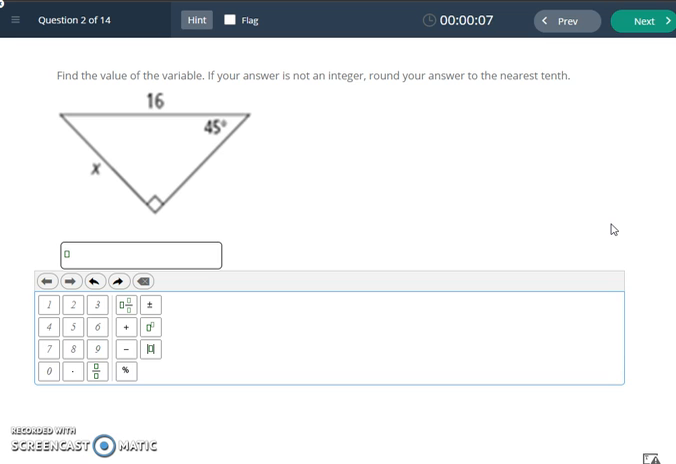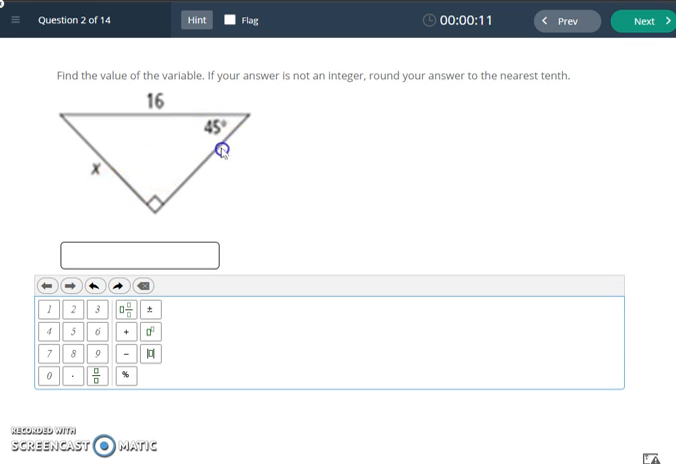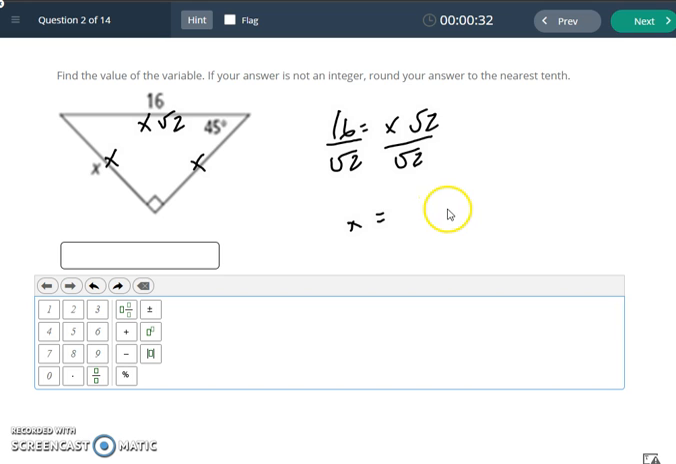Question number 2 is the same setup. Again, if you look at your triangle, you have a 45-degree angle, which means that if I want to find my value of x, this is x and this is x because those are both legs, and then this is x square root of 2. So if 16 is equal to x square root of 2, I'm dividing both sides by square root of 2. Again, you're going to use a calculator, and x is going to be equal to 11.3.